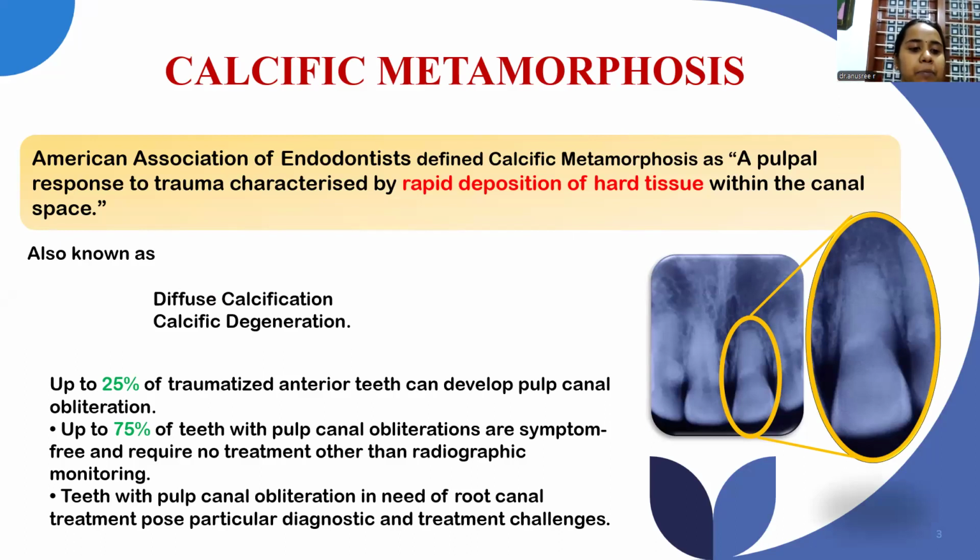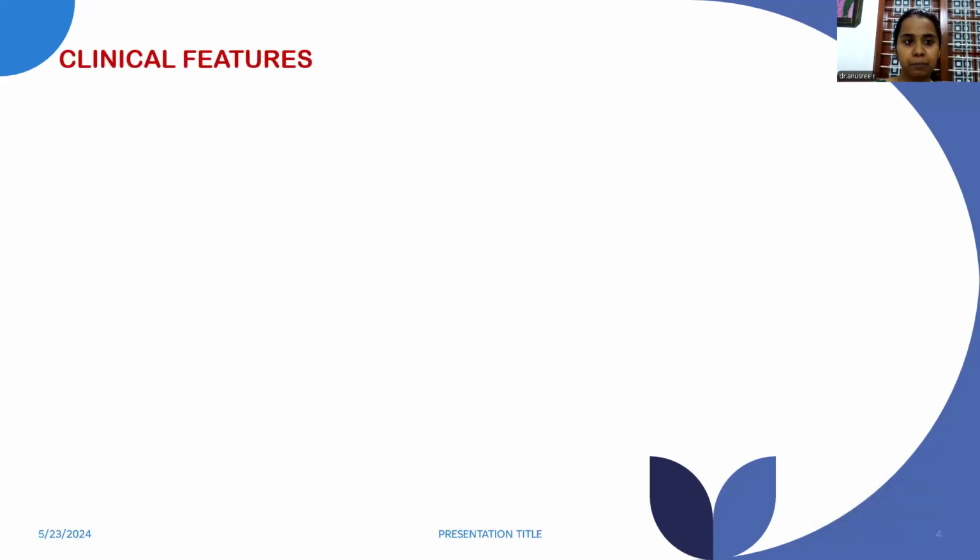Up to 25% of traumatized anterior teeth can develop canal obliteration, and up to 75% of the teeth with pulp canal obliteration are symptom free and require no treatment other than radiographic monitoring.